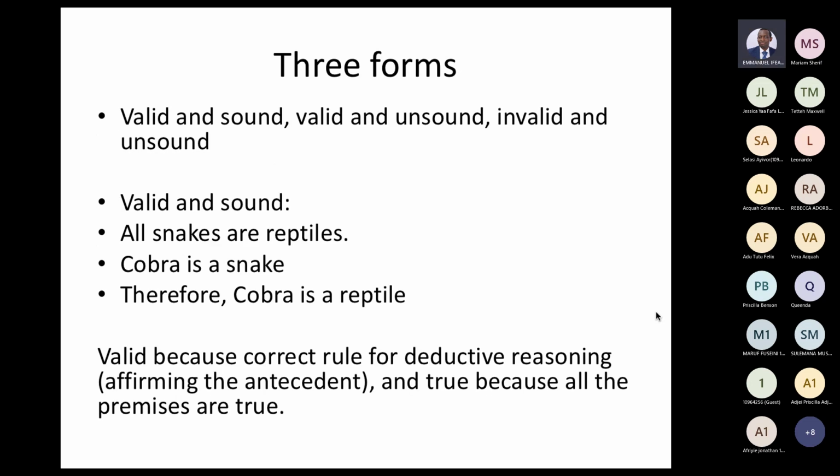So we have three forms. We have valid and sound, valid and unsound, invalid and unsound. Now we've already seen valid and unsound, but this is another example. Valid and sound. All snakes are reptiles, which is true. Cobra is a snake, which is true. Therefore, cobra is a reptile, which is true. So all the statements are true, and it's a modus ponens. So the argument is valid and sound. Valid because it affirms the antecedent, and sound because all the premises are true.